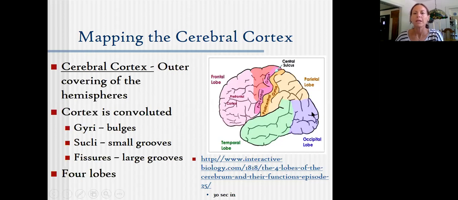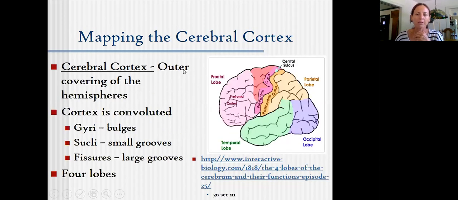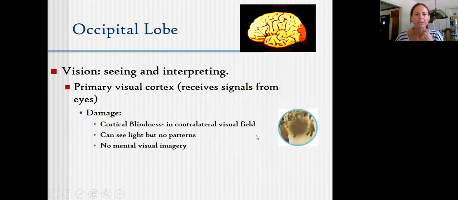In pink there we see the frontal lobe, in yellowish the parietal, the occipital on the back of the brain, and then the temporal lobe in green. We're going to start with the occipital lobe, right there on the back of the brain, and that is involved in vision: seeing and interpreting visual information. It contains the primary visual cortex, which receives signals from the eyes. Remember, those signals first go to the thalamus, then out to the primary visual cortex.